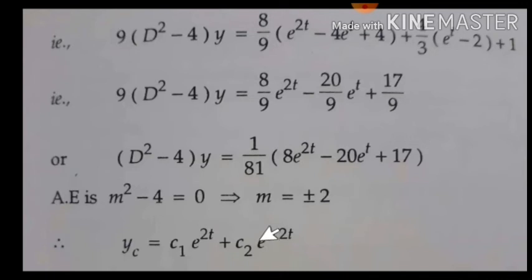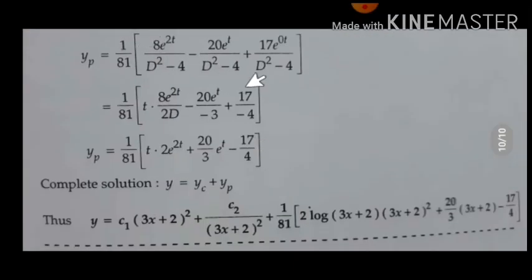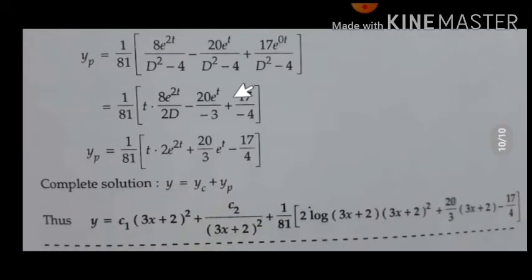Here the main thing you need to keep in mind is to write the complementary function in terms of t, not in terms of x. Okay. Now let us find out yp. So here how many terms are there? 3 terms are there. So each of these terms is divided by the operator d square minus 4, and all are of type 1 because they are exponential.